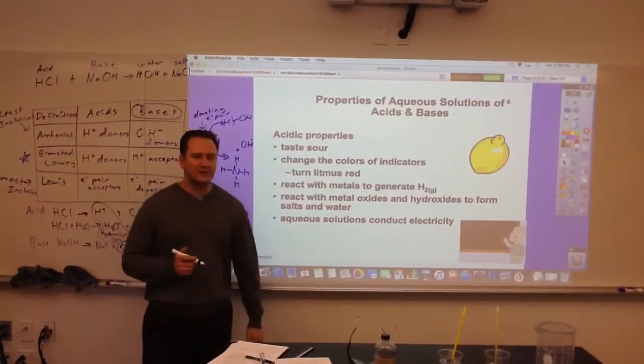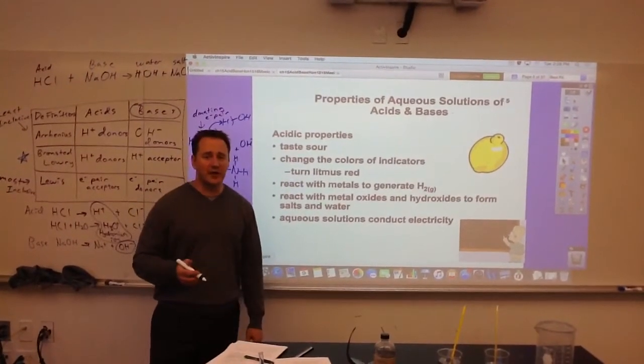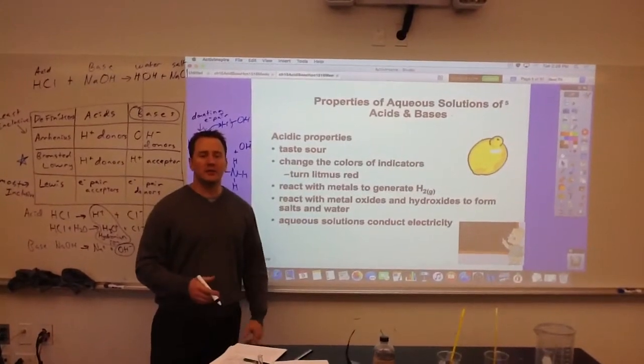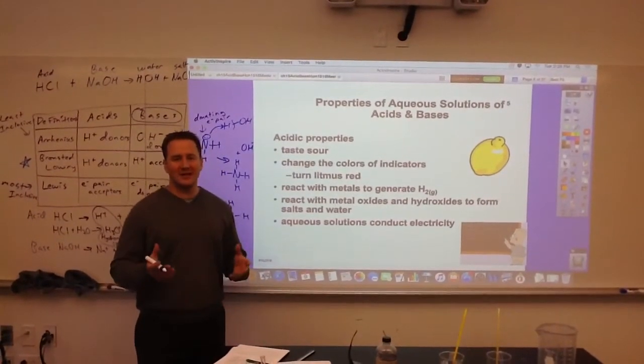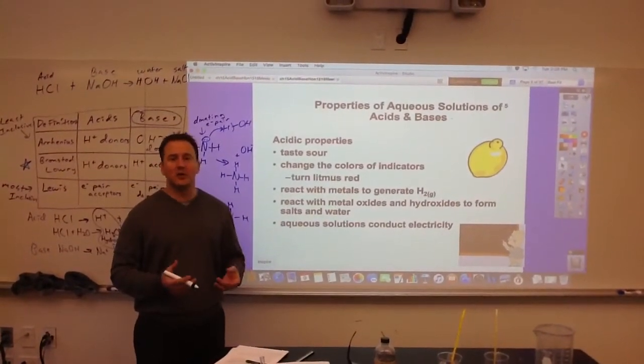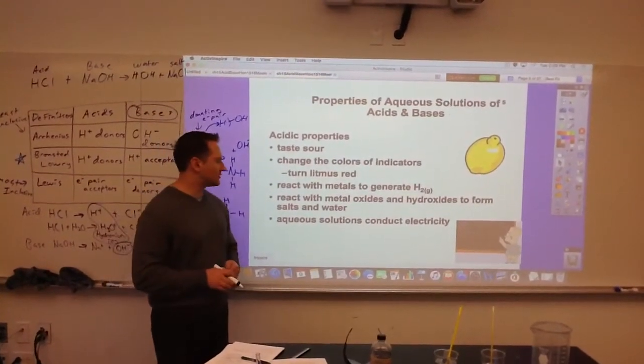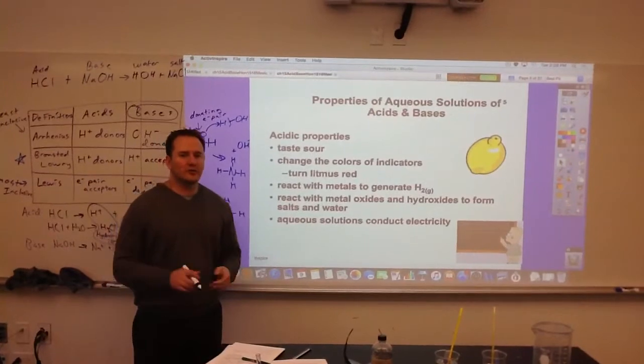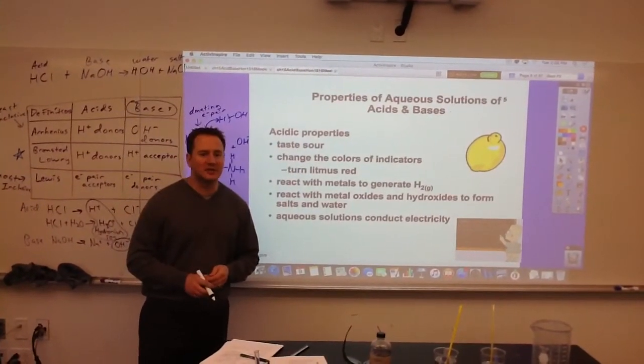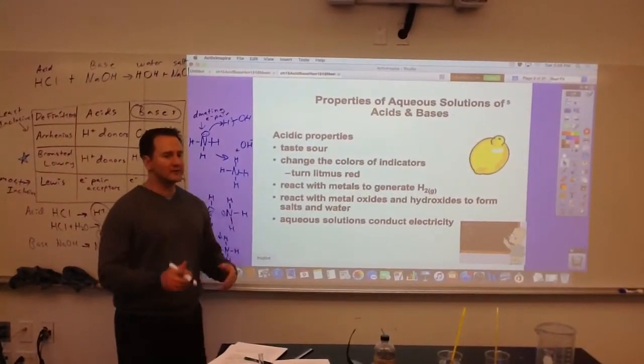Acids can also react with metals to generate hydrogen gas. We did that when we did the molar volume of a gas lab, where we reacted magnesium metal with hydrochloric acid and produced hydrogen gas that we then measured and analyzed. Acids also react with metal oxides and hydroxides to produce water and salts.